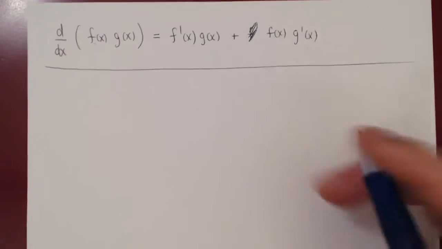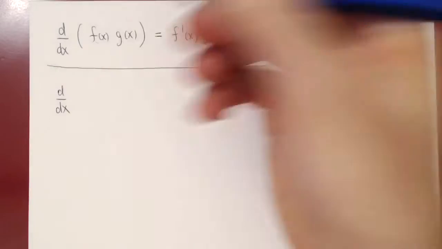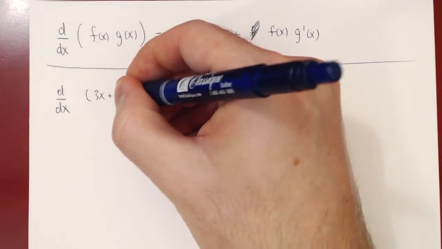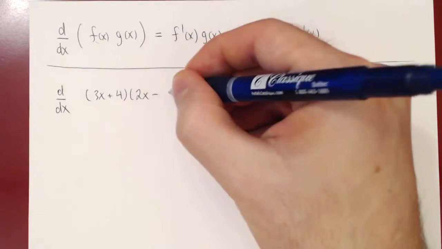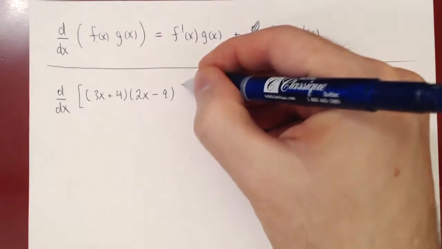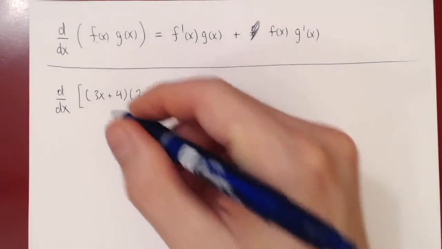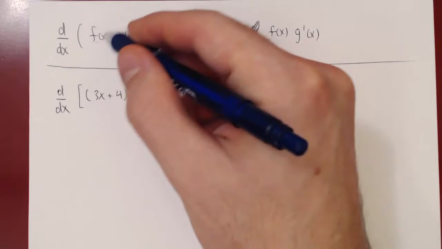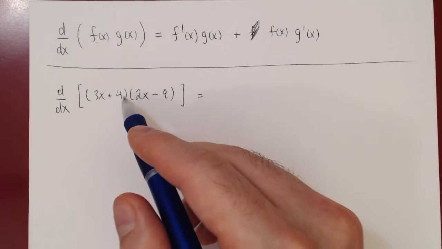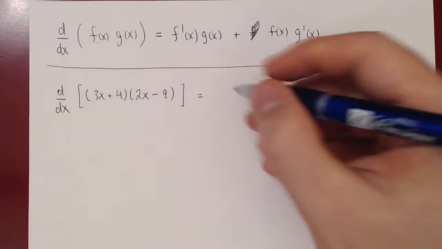Let's look at some examples. So if we start with, say, the derivative of 3x plus 4 times 2x minus 9. Well, we ask for the derivative of the product of these two functions. We can apply the product rule now. So we differentiate the first function. The derivative of 3x plus 4, well, we have a sum of two functions, so we use the sum rule. Derivative of 3x is 3, plus the derivative of 4 is 0, so we get 3.